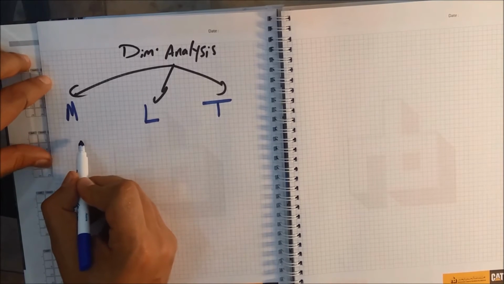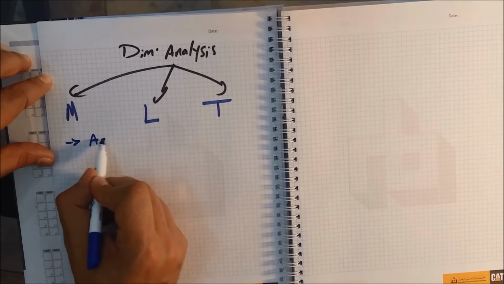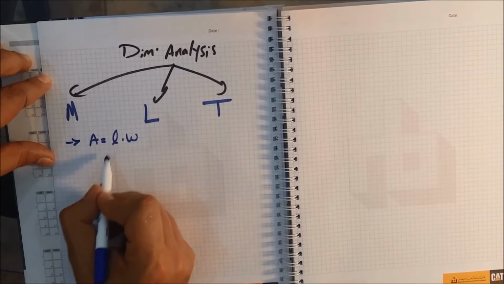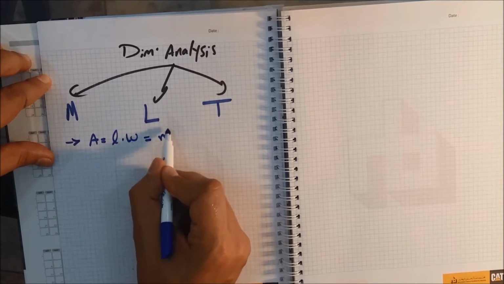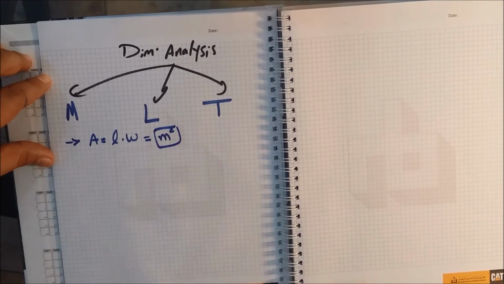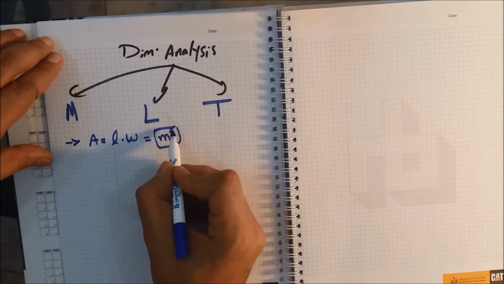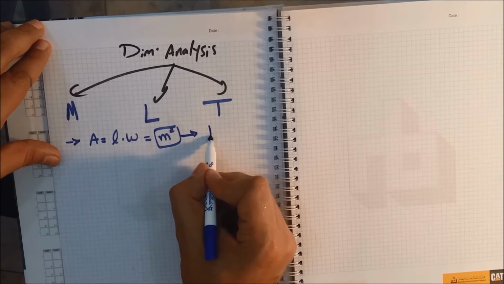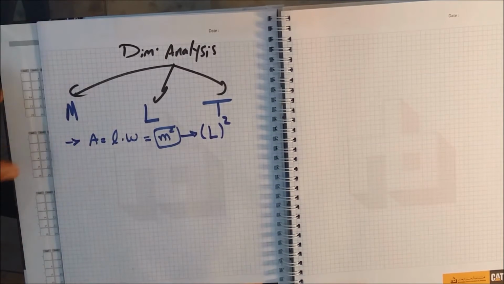Let's say that I have given you this problem, which says to consider that area is equal to length times width. Find the dimensional analysis of area. So first of all, I need to find the unit. The unit of area, length times width, is meters times meters, which is meters square. Do you think it's a mass, length, or time? Exactly, it is length but squared. So this is the dimensional analysis of area.